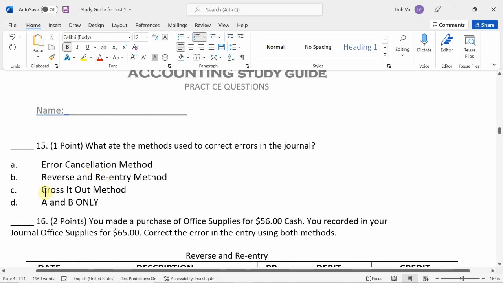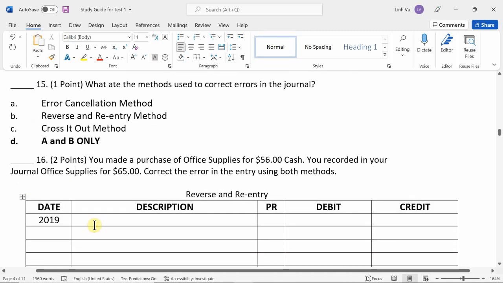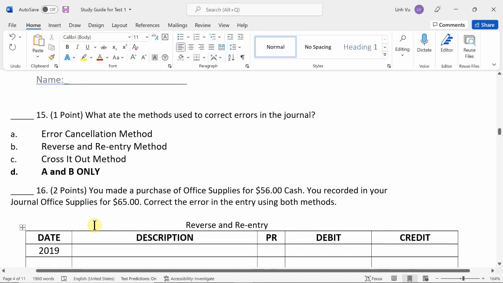Question 15. What are the methods used for correcting errors in the journal? A and B, so letter D. Let's see, A is the error cancellation method. Yes, that's true. B is the reverse and reentry method, which is true. I never taught you a cross-it-out method. So in this case, A and B only. Good. That just sounds funny. Cross it out and move on.